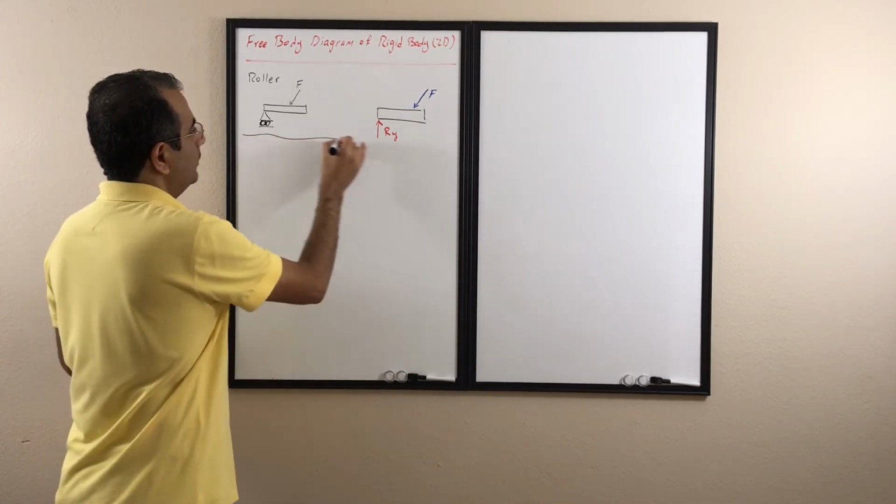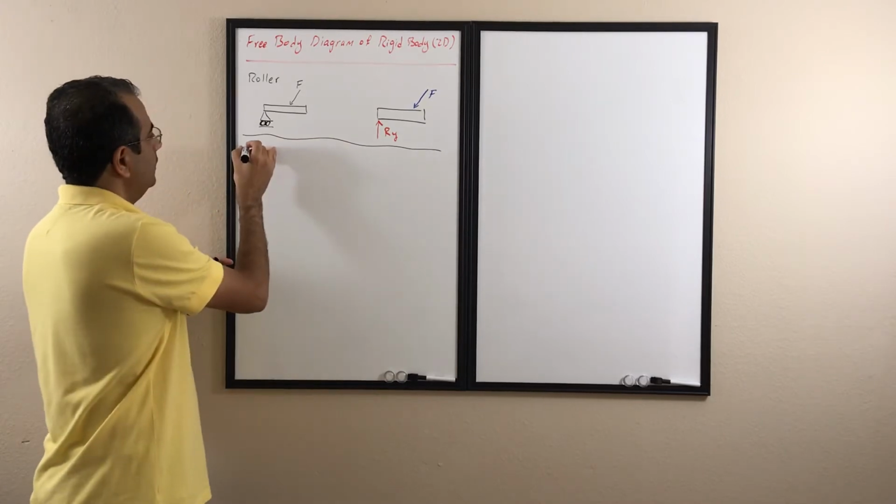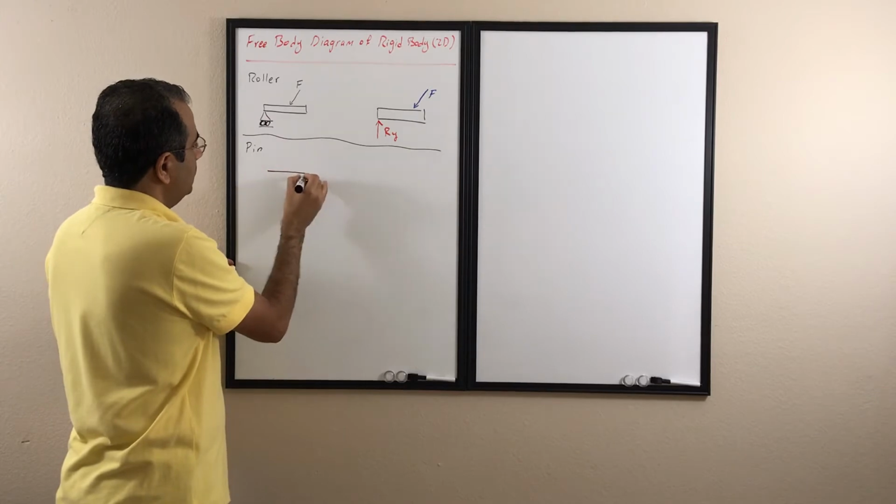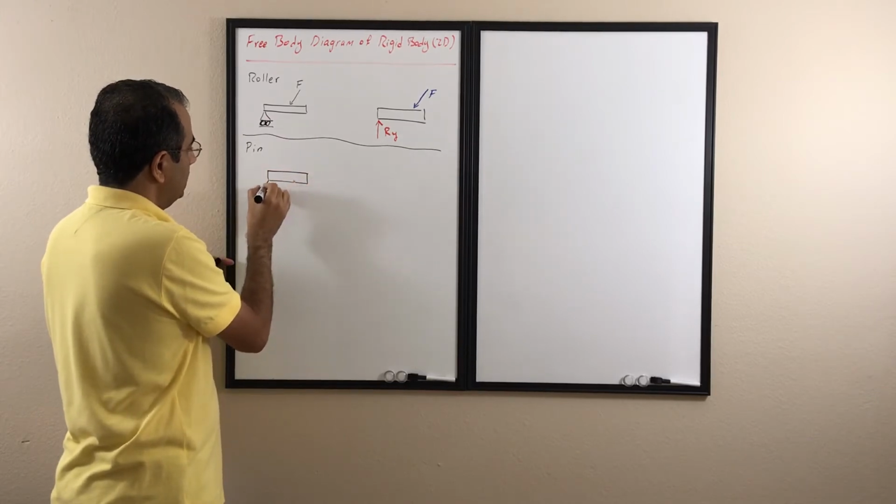The second type of support we have is called a pin. It's the second type of support, and most of the time it's drawn with a simple symbol.